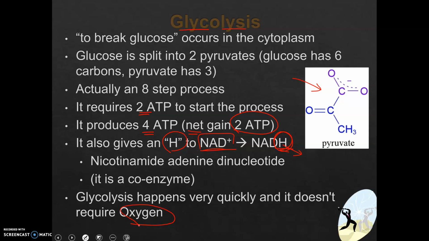This is very quick, and it also does not require any oxygen, which is important. That means even if you were oxygen deprived, you could still run this process of glycolysis, but it wouldn't keep you alive very long for a couple of reasons, but one of them being you don't make very many ATP. You only are going to make about 2 ATP per glucose, and that's not enough to keep you alive for very long.